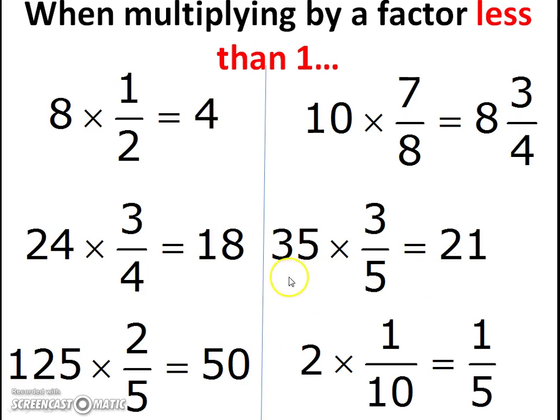21 is less than 35 because you're multiplying by a factor of 3/5, and 3/5 is less than 1. When multiplying 2 times 1/10, the product is 1/5. 1/5 is less than 2 because you're multiplying by a factor that is less than 1. 1/10 is less than 1.